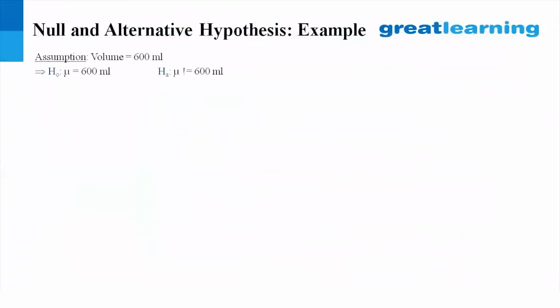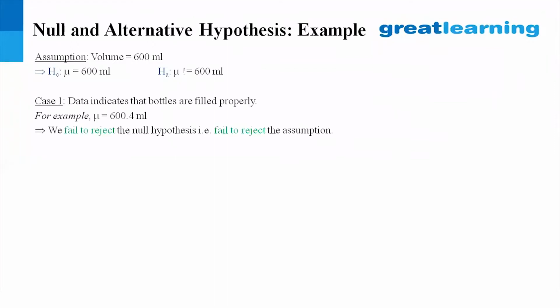So reiterating, we took 100 samples from different parts of the country. We calculated the volumes contained in each of those samples, and we took a mean of it. Since this is an assertion or a claim that the volume will be 600 ml, we take it as the null hypothesis, that H naught is mu equals 600 ml, and the opposite of it would be the alternative hypothesis, that the mean is not equal to 600 ml.